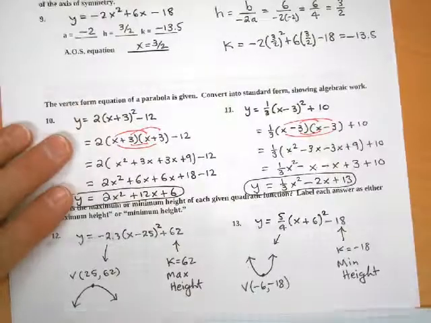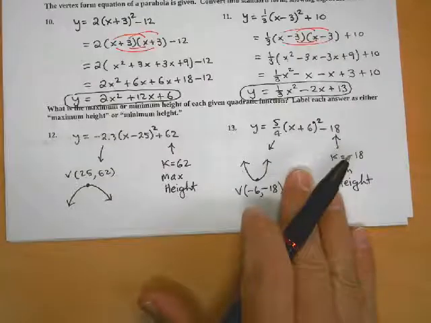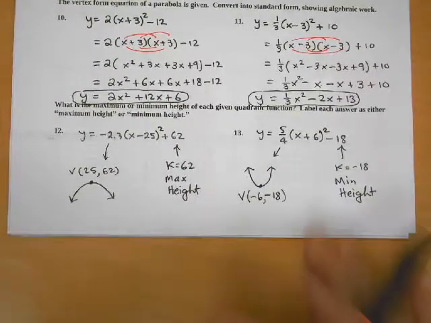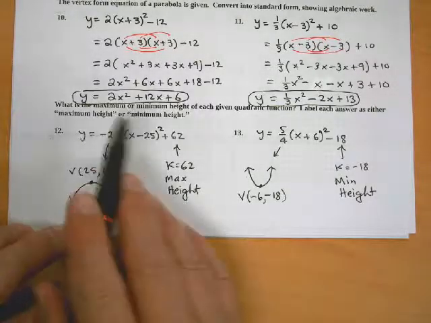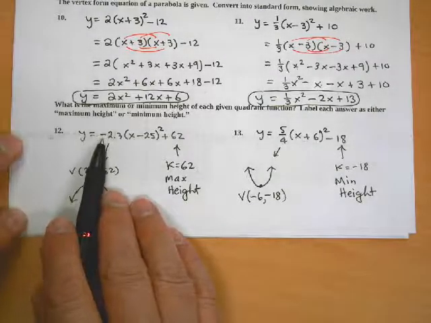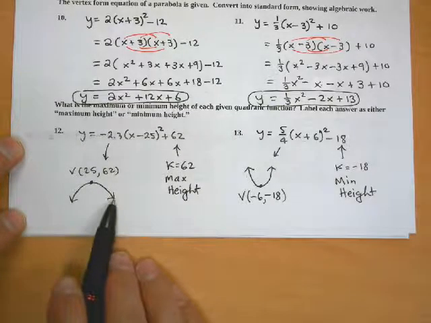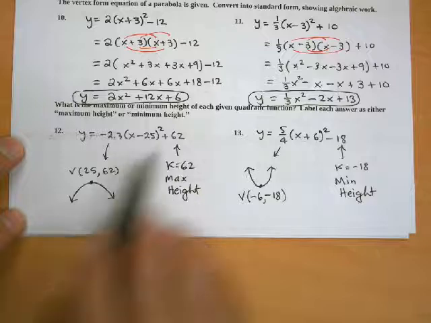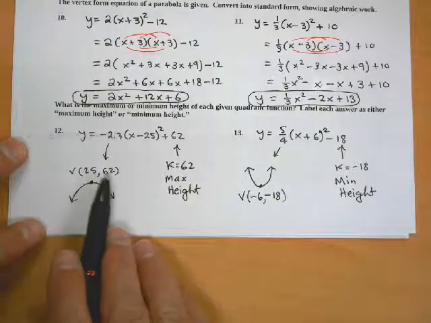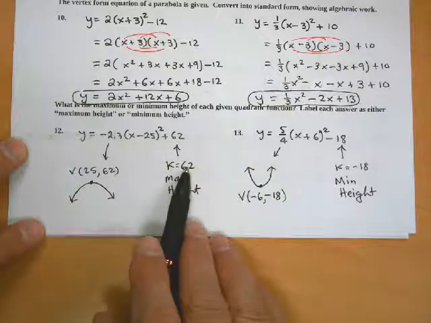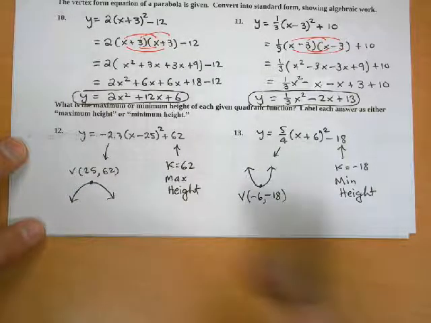The last section here is actually pretty easy to do. They want to know what the maximum height or minimum height is, and you have to decide which. So what we have here in the first one is an upside down parabola. You can see the negative sign, so I drew an upside down parabola. And then we have the h and the k at the vertex, and the one that measures height is the k. So this 62 is the highest it gets, maximum height.